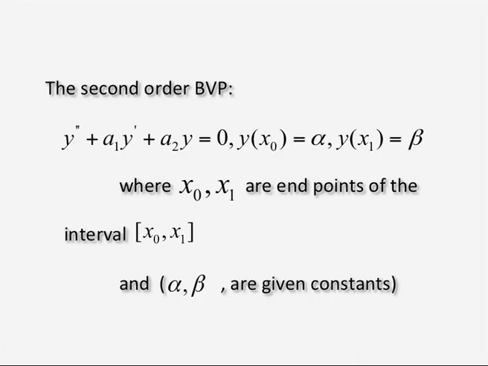For example, the boundary value problem of second order is known as y double dash plus a1 y dash plus a2 y is equal to 0 is the differential equation, and the given boundary conditions are y of x0 is equal to alpha, y of x1 is equal to beta. Observe here x0, x1, there are 2 points here. These are endpoints of the interval [x0, x1], and as you know alpha and beta are given constant values.